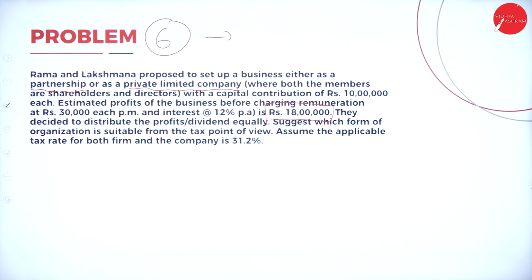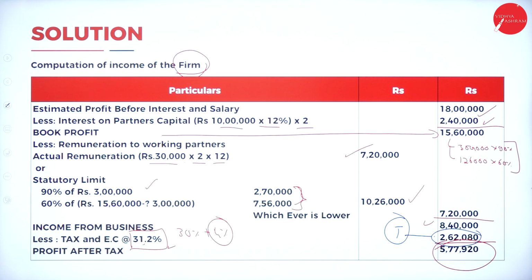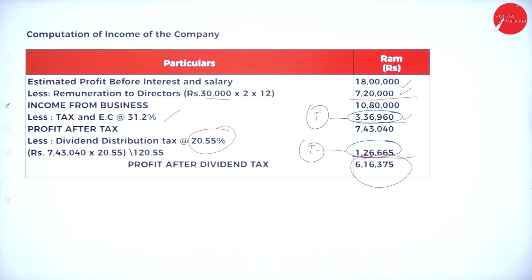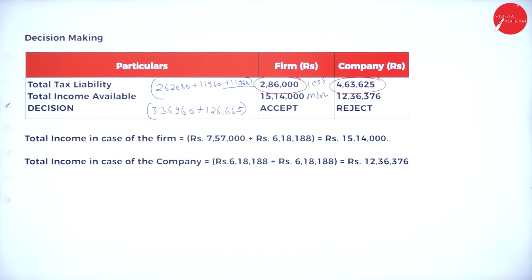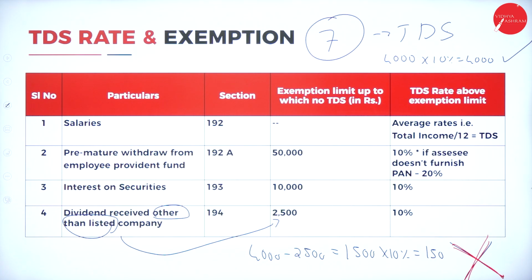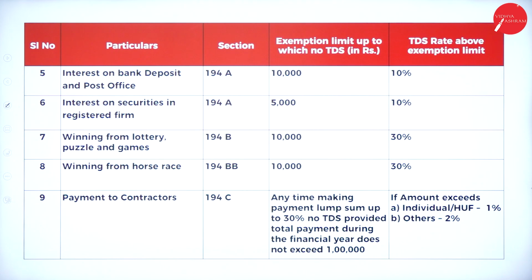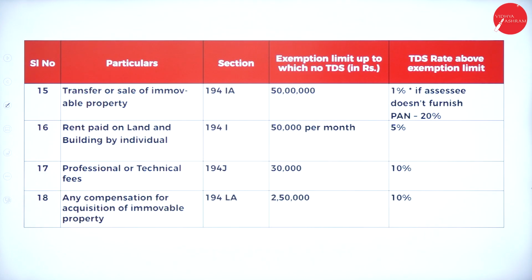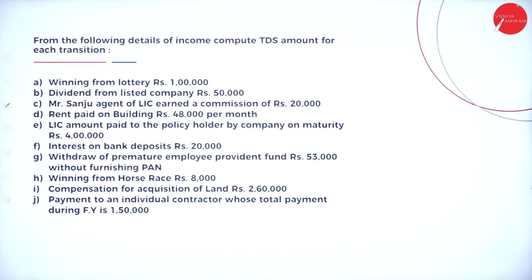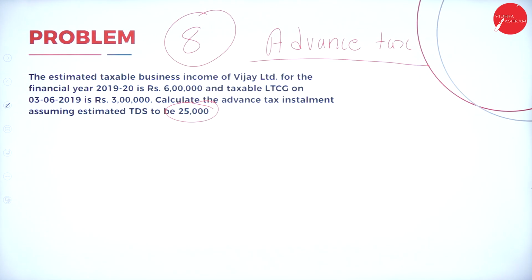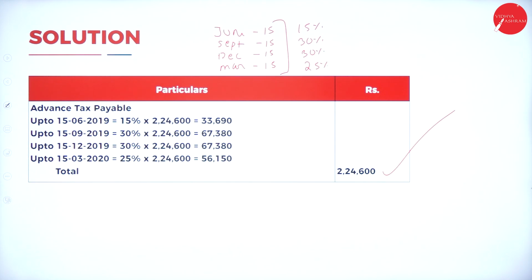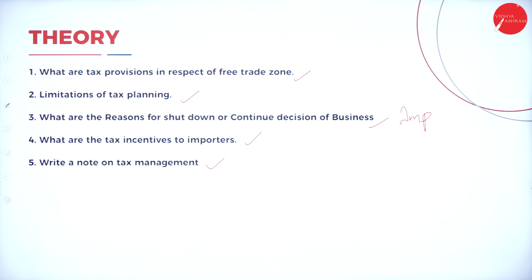Problem number 6, whether you should go for a partnership firm or a private limited company. So this is your TDS rate. These are your problems on TDS. This is your advanced tax, last type of problem. These are the theory. In total I have given you 10 questions for practice.